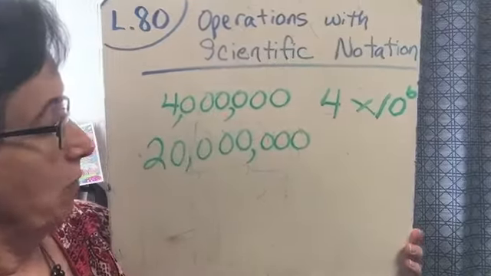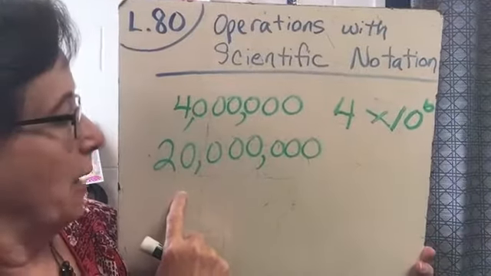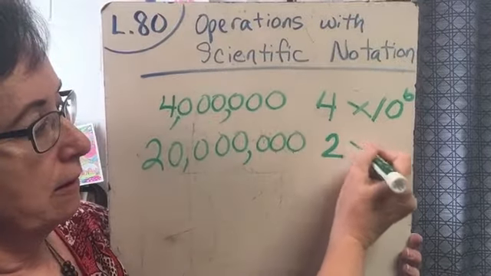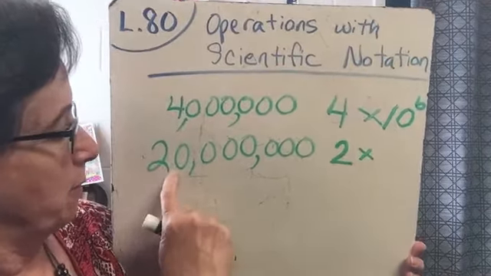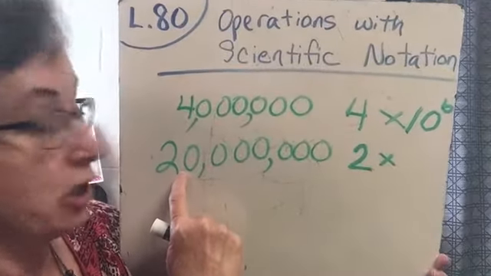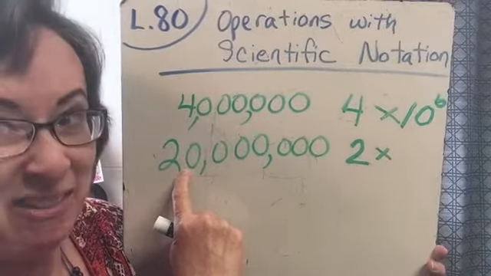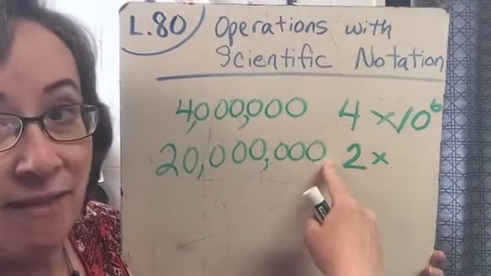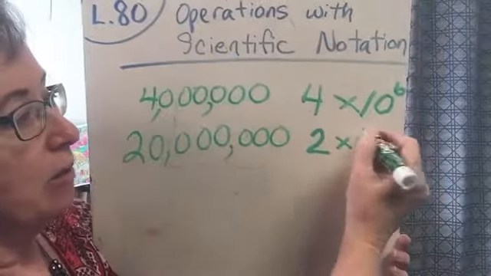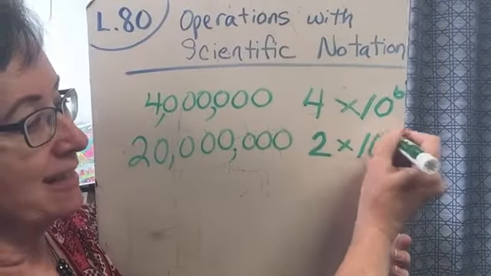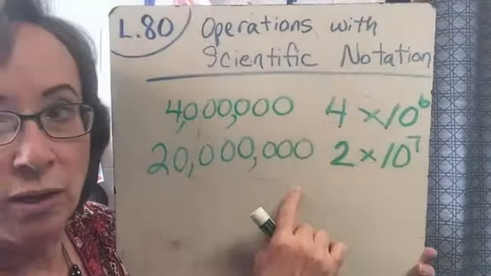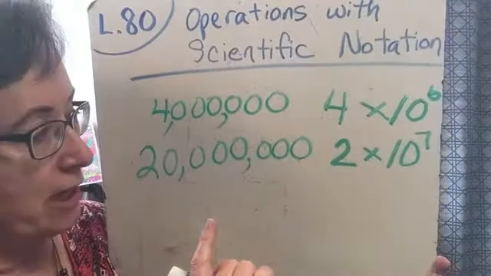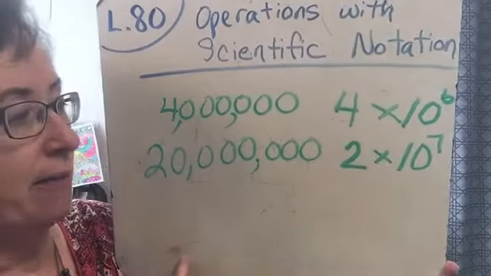Okay, and then we're going to do the same thing for 20, but the first number on 20 will be 2. Okay, so then the decimal would be right there, and then we're going to show moving it 7 places to the right. 1, 2, 3, 4, 5, 6, 7 to get to the end. So 2 times 10 to the 7th is 20 million. So now that we've represented them each in scientific notation, now we're going to multiply the two together.